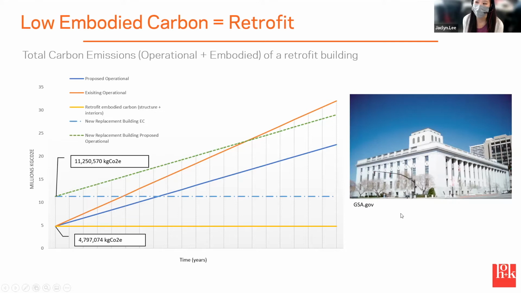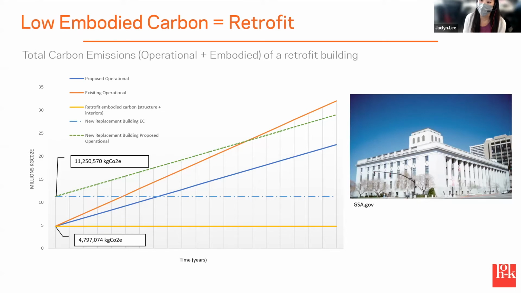And so we did a comparison of all the new stuff that was going into the retrofit renovated building as compared to as if they were just going to build a whole brand new building. So what this graph is showing here on the left is the yellow-orange line, that straight one down below, is just the total embodied carbon, and that's going to remain the same throughout the life of the project. And then the operational carbon is what the blue and orange lines are.